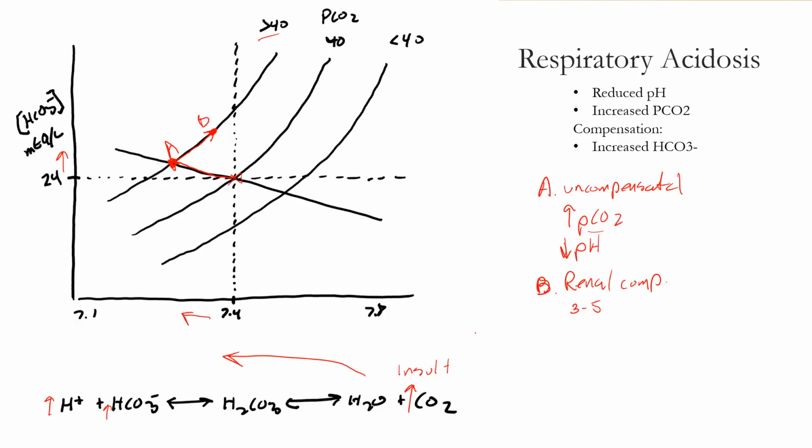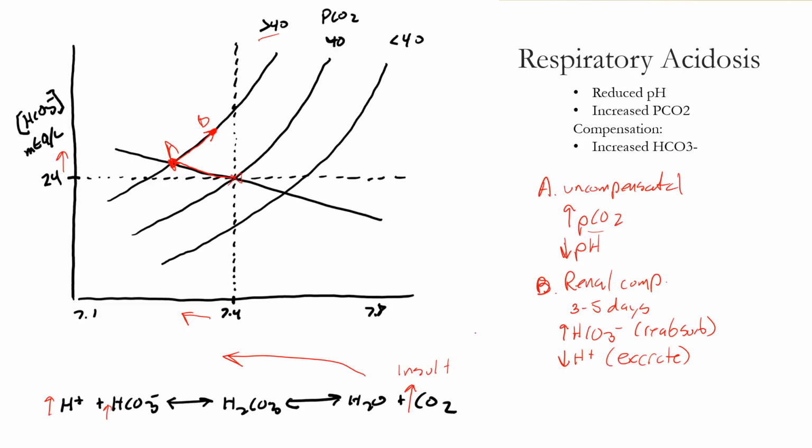This could take 3 to 5 days even. And you're going to see an increase in the bicarb. So you see the level of bicarb goes up a little bit further, but this is because we're reabsorbing the bicarb and producing new bicarb in order to buffer that acidosis. At the same time, we're going to drop the proton level because we are going to be excreting it to bring that pH back up.